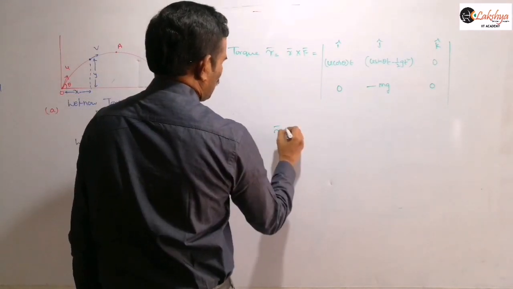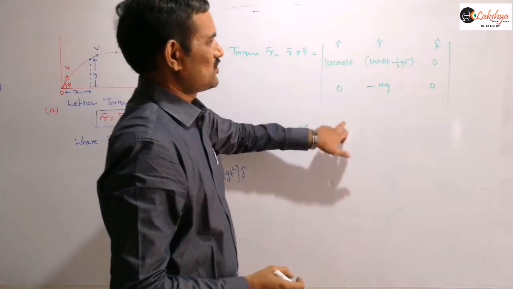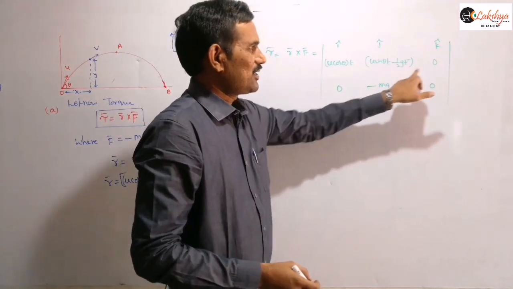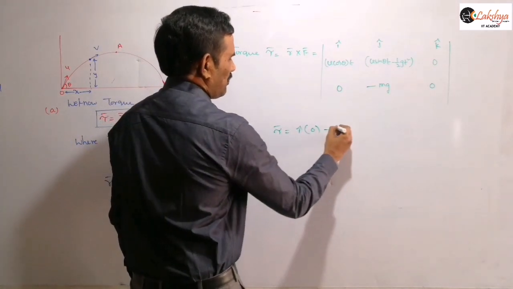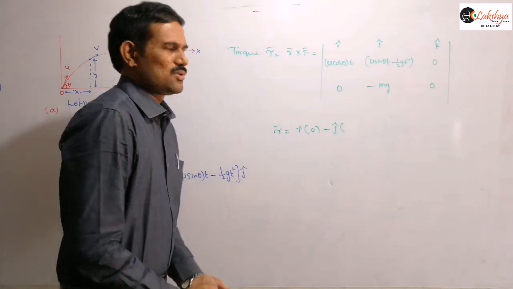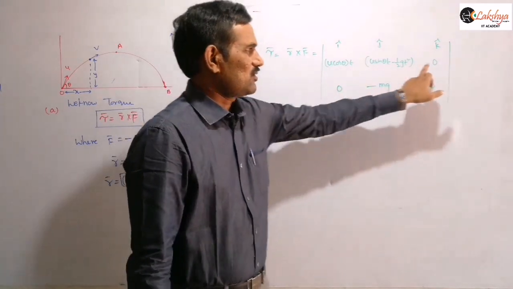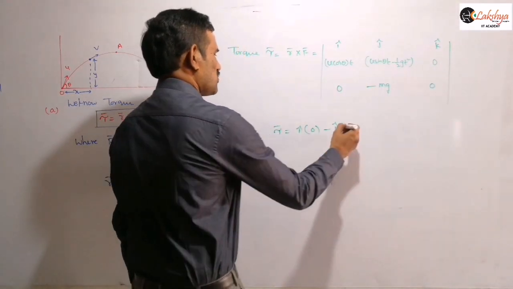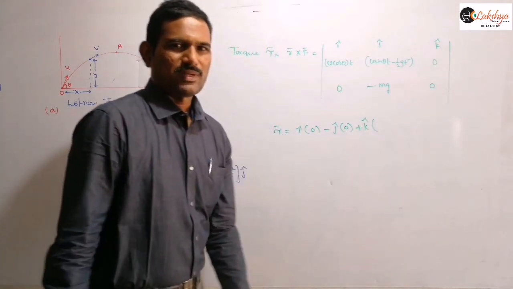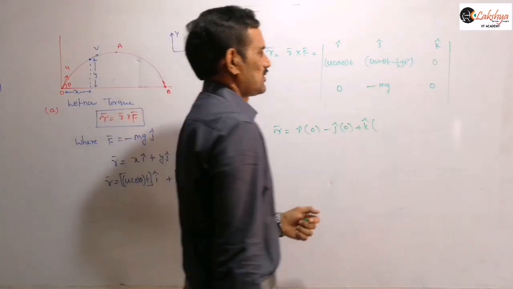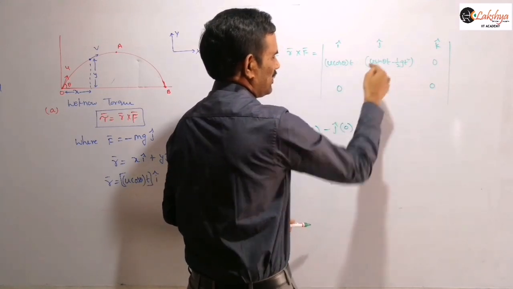Therefore tau bar is equal to i cap into, if I write the product for this i cap, we need to neglect this 0 and this term is also 0. So there is no i cap term here. Then minus j cap into, and again we neglect the products, since these two are 0 and these two are 0. So the j cap term is also not there, right? Plus k cap into. Now observe this: for k cap, we need to multiply these two terms and then these two terms.